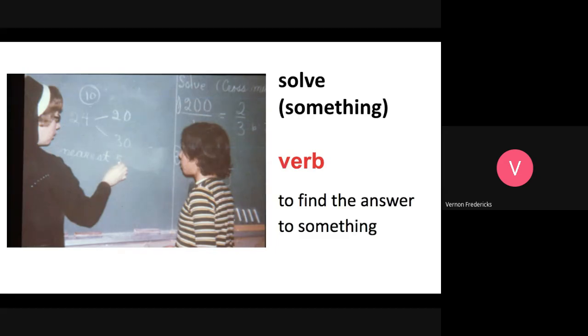Solve means to fix something, okay? To find the answer to something. Yes. You find the answer, yeah, and then you get the solution. Okay. Sometimes we solve a problem. We solve the problem when we have the answer or we have the solution to the problem. Okay, and solve is a verb.